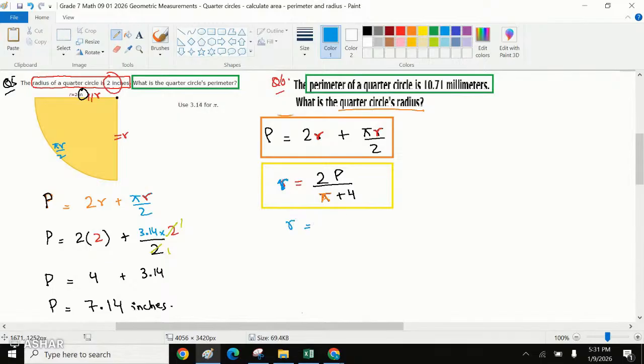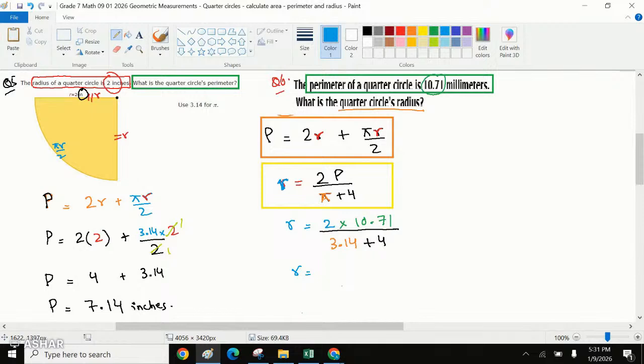So can we say radius is twice of the perimeter? And the perimeter was given as 10.71 divided by the value of pi is 3.14 plus 4. Okay, this doesn't look like a plus. Let's write it clearly.